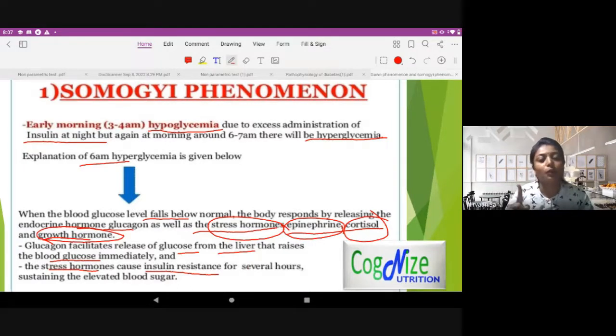Remember one thing: growth hormone and epinephrine work together. So whenever there is a rise in growth hormone, automatically the body will produce cortisol. They are actually released and activated together in the body. This is one important point to note.